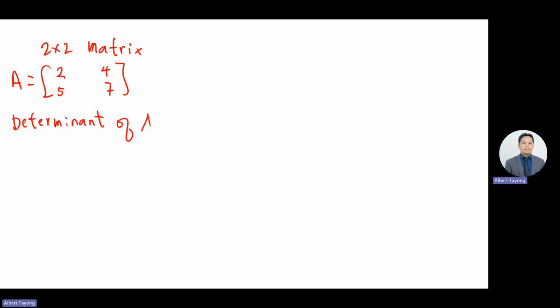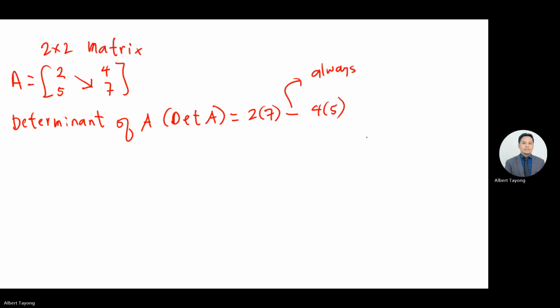So the determinant of A, or det A, equals the left diagonal first. When I say left diagonal, this is the main diagonal. In this example, we have 2 and 7 as the elements of the left diagonal. We have to multiply these two numbers, 2 times 7, minus, this is always minus, the right diagonal 4 times 5, or 5 times 4. So this is 14 minus 20, that is negative 6. So that is our determinant.